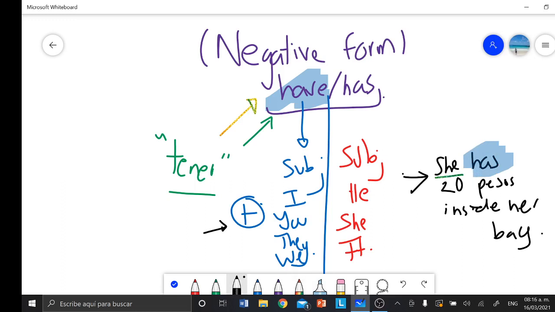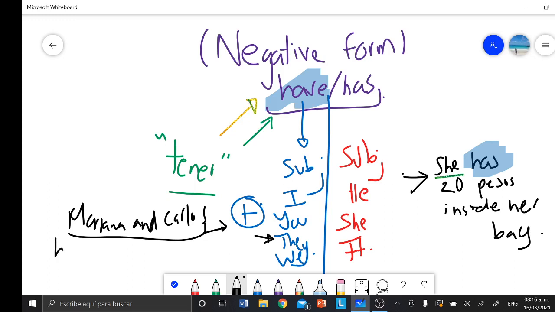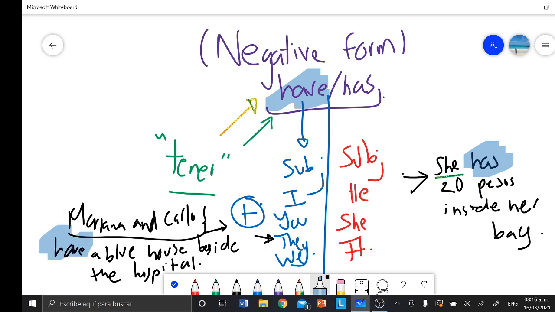Okay, or in this case, if we want to use have, the subjects need to be you, they, or we. For example, we can say Mariana and Carlos. In this case, Mariana and Carlos, the subjects are they, son ellos, ¿cierto? Entonces, Mariana and Carlos have a blue house beside the hospital. Yes, Mariana y Carlos tienen una casa azul. In this case we use have, beside the hospital, al lado del hospital.